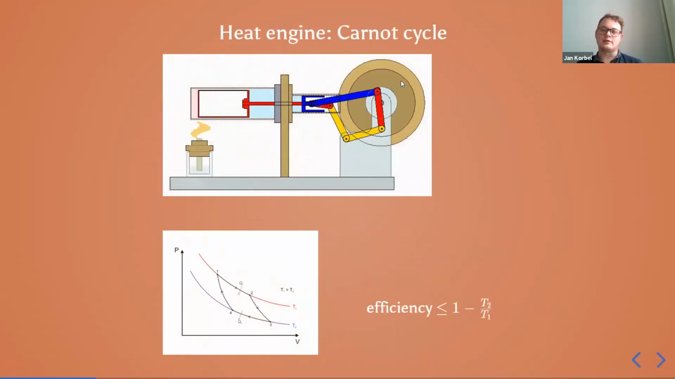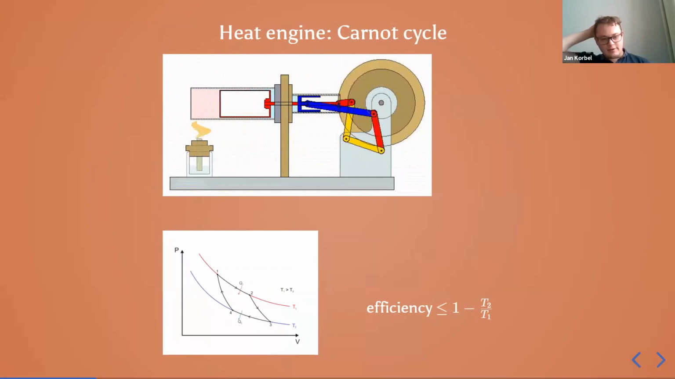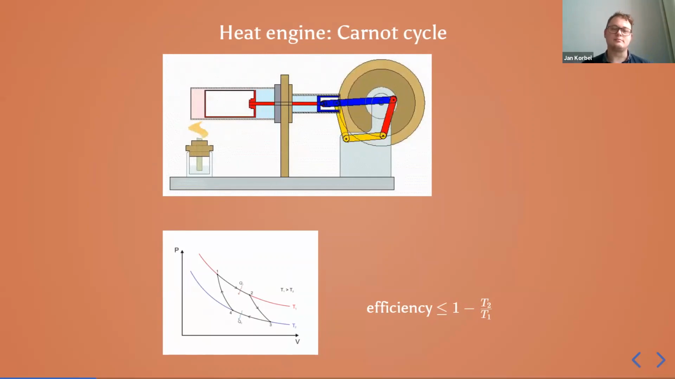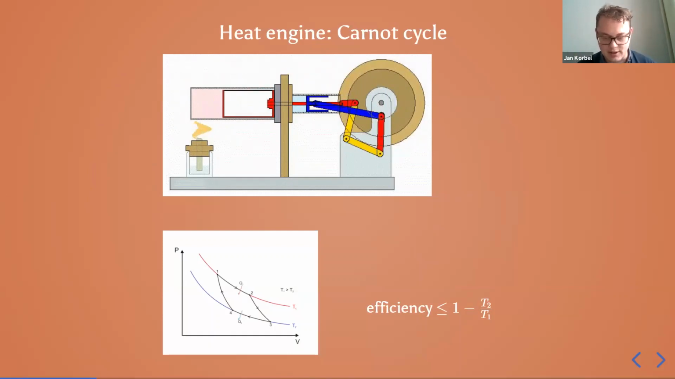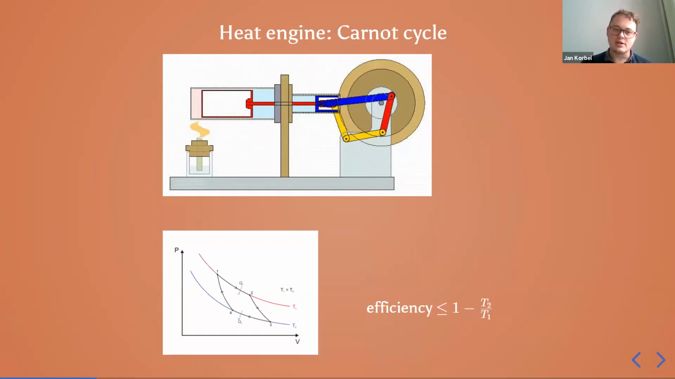So here is an example of the Carnot cycle. This is one of the known results. You heat up a gas and then you have a piston and it transfers this heat to some work. And this is described by the Carnot cycle, and it can be shown that the maximum efficiency, so the ratio of the output energy over the input energy, is smaller than one minus the ratio of the temperatures, where T2 is the cold temperature, and T1 is the hotter temperature.